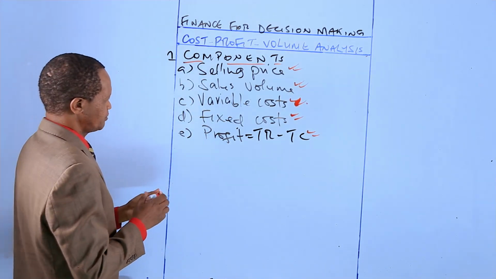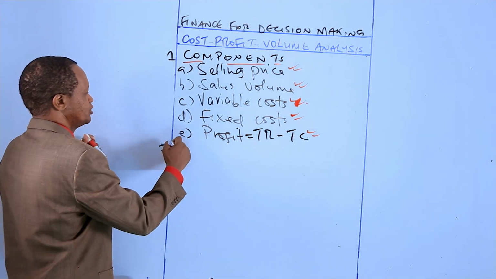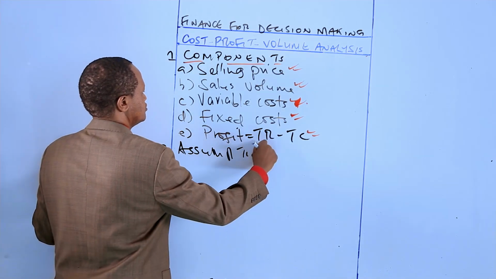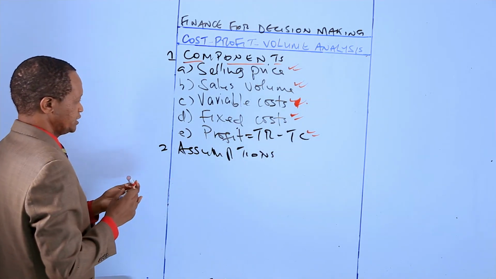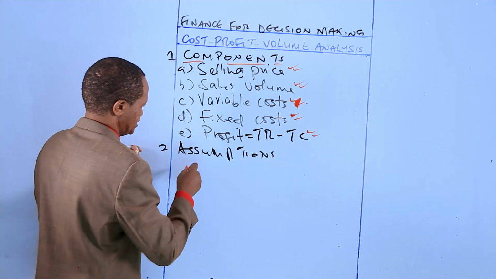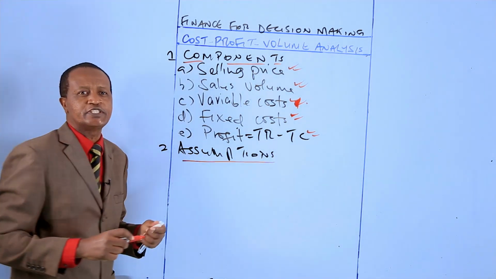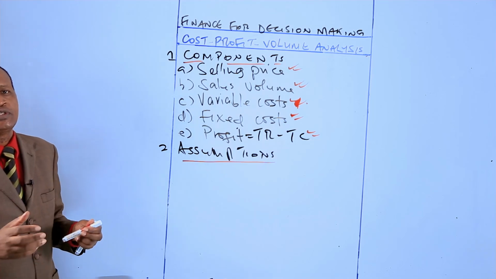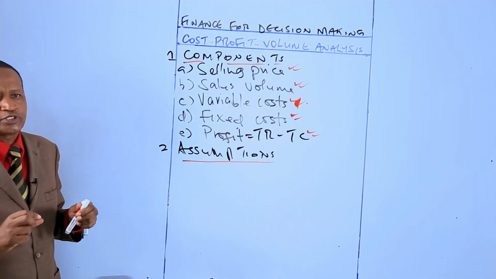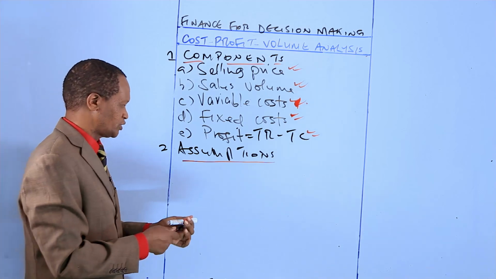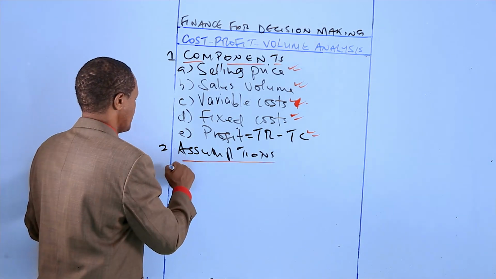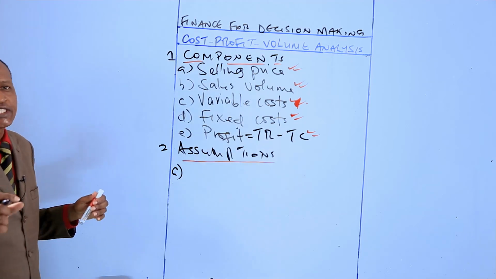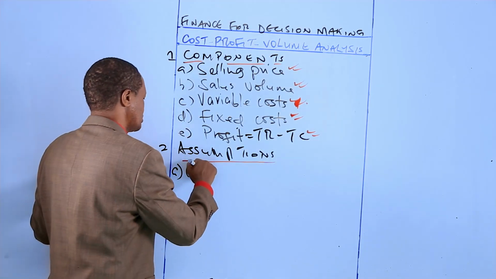Now let's move to the second part of this lesson, which is the assumptions. What are the assumptions of CVP analysis? Now, CVP analysis is based on several simplifying assumptions. And the first assumption is that the costs are linear. That's assumption number one.